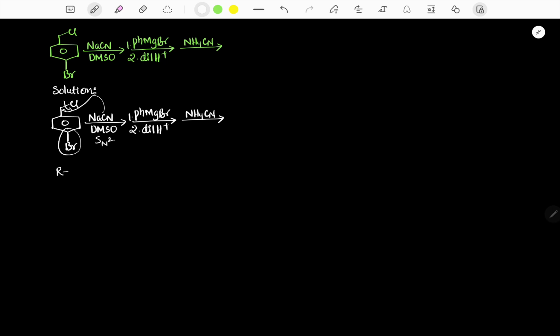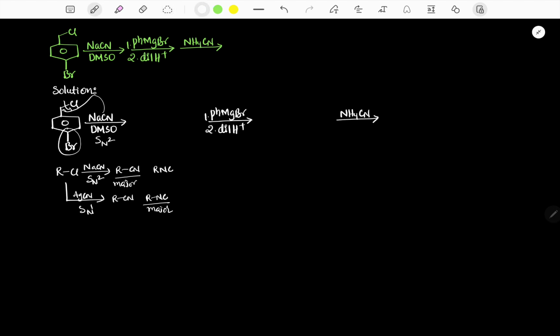So we know that when alkyl chloride is treated with NaCN, we get cyanide and isocyanide. Cyanide will be major through the SN2 mechanism. When alkyl chloride is treated with AgCN, it forms cyanide and isocyanide. Isocyanide is major through the SN1 mechanism. Therefore, the corresponding product, considering the major product, is CH2 C triple bond N.